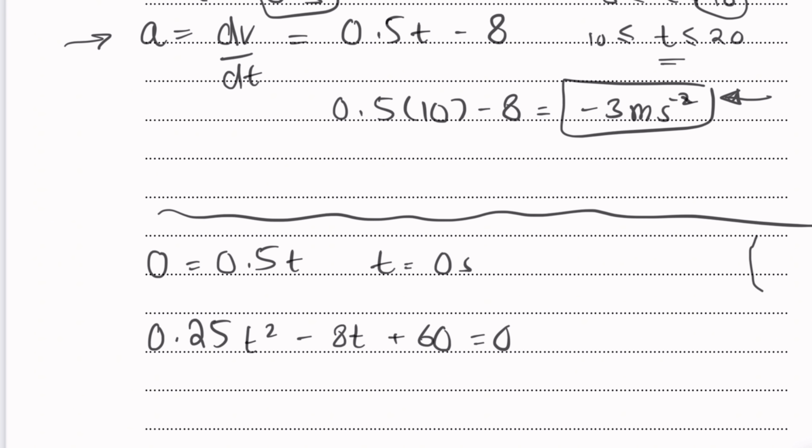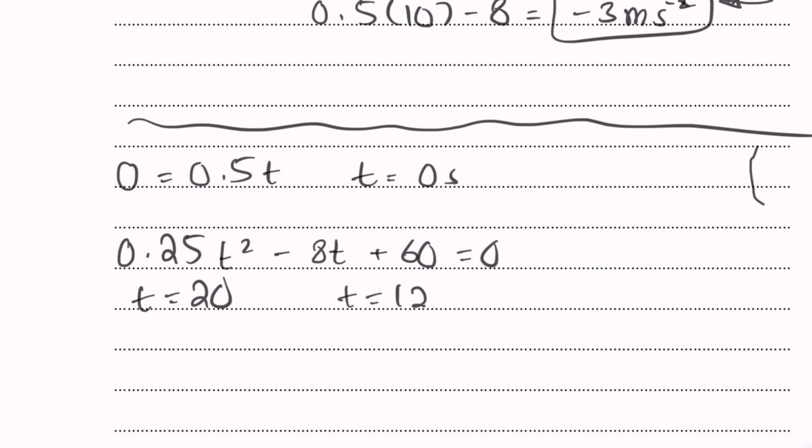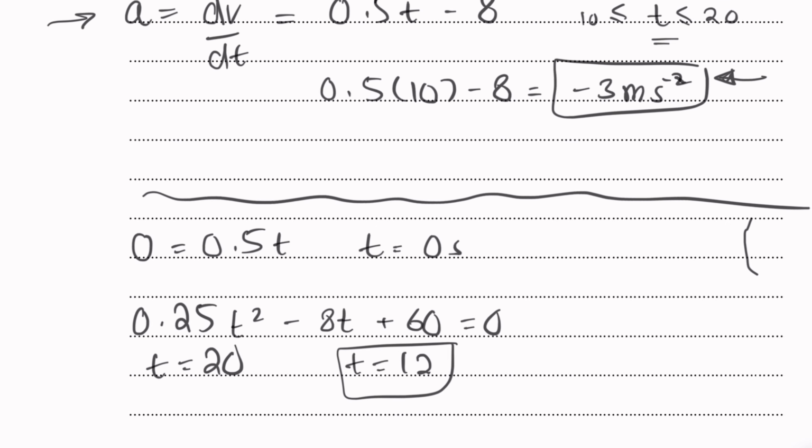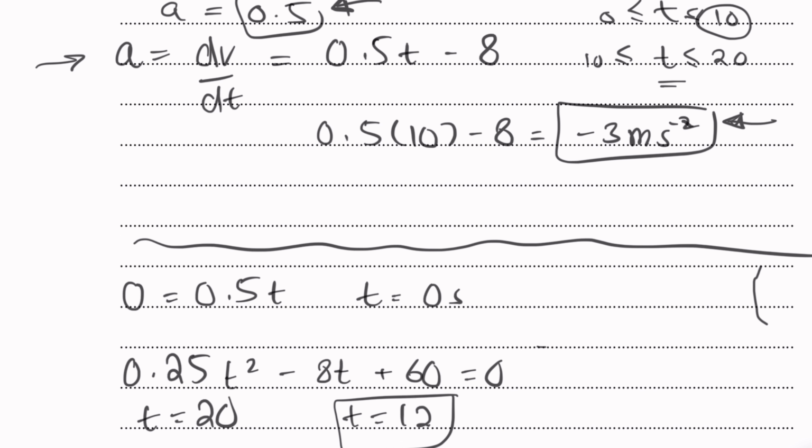Negative 8t plus 60, the times are 20 and 12. So we can see that it comes to rest at the very end. However, at time equals 12, it turns around. So we know that for the journey, it was moving with a constant acceleration.